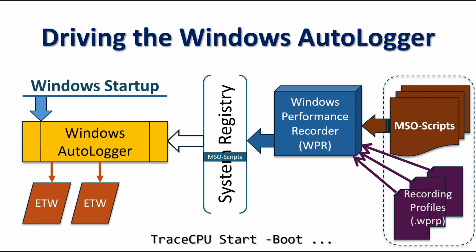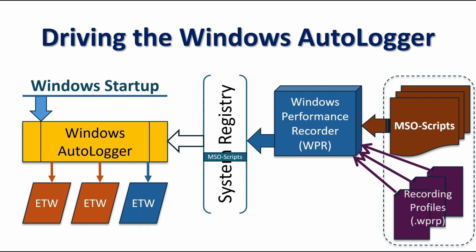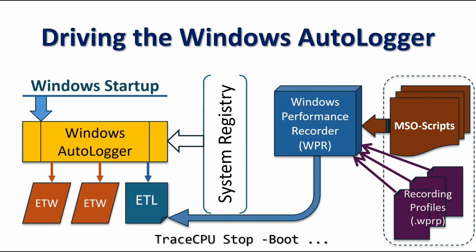profiles. And when you run a trace command with start and -boot, it instructs WPR to configure the system registry accordingly. At the next Windows restart, the Autologger launches the tracing sessions, including the ones for MSO-Scripts. Finally, when you run the trace command with stop and -boot, it stops the tracing session, it creates the event trace log ETL file, and it removes its configuration key from the Windows registry.